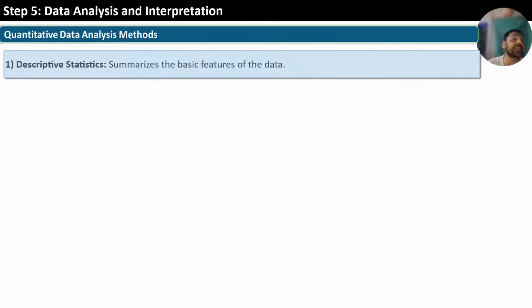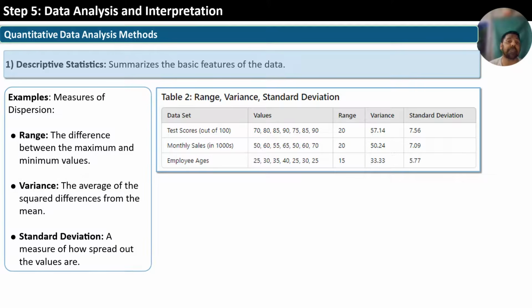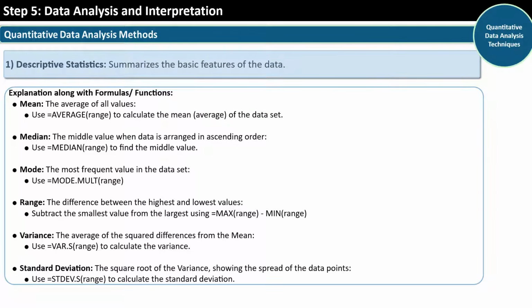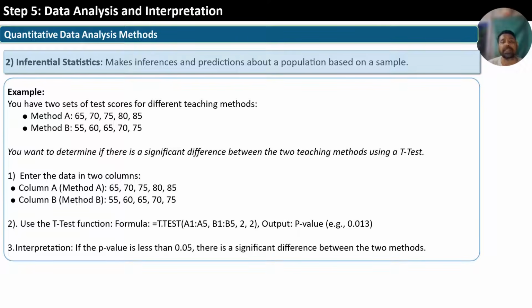For example, descriptive statistics summarize the basic features of the data: measures of central tendency, mean, median, and measures of dispersion like range, variance, standard deviation. Inferential statistics, predictions about a population based on a sample.